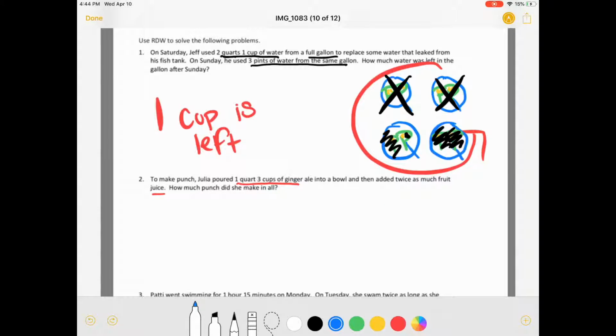That's a terrible punch bowl. That looked like a rectangle. Let me try again. Okay? And so I'm going to write GA to the side to stand for ginger ale. So I have 1 quart and 3 cups of ginger ale.